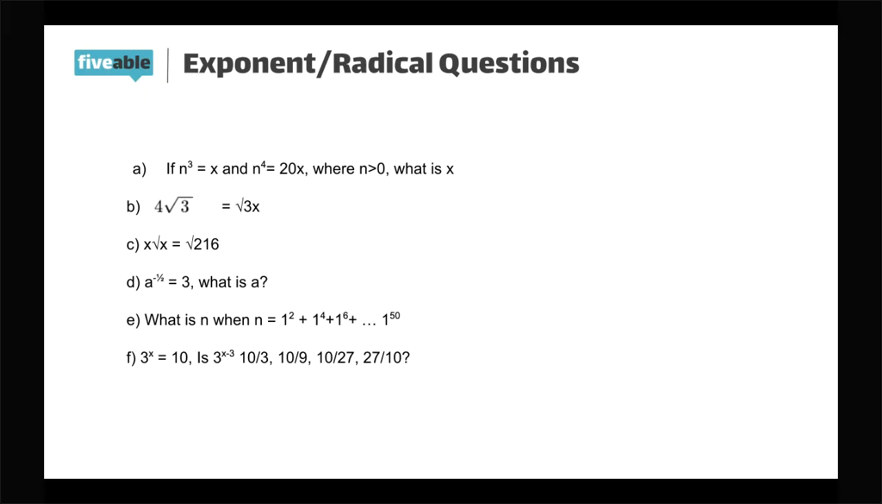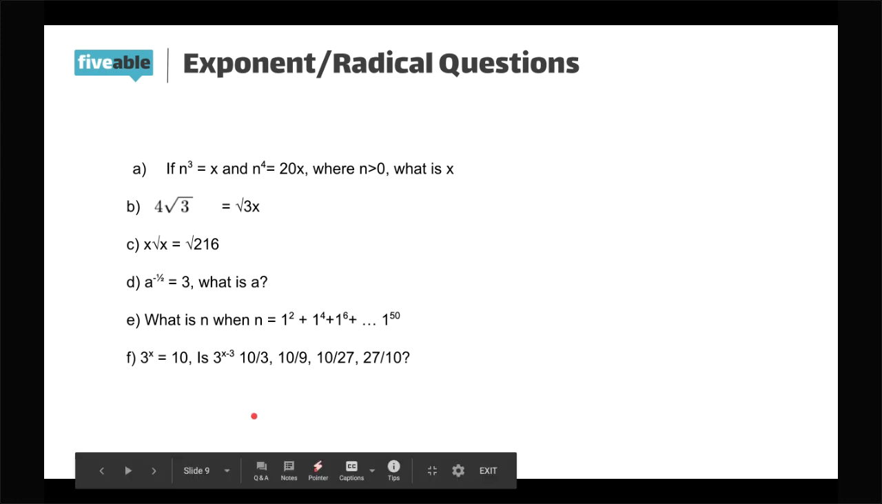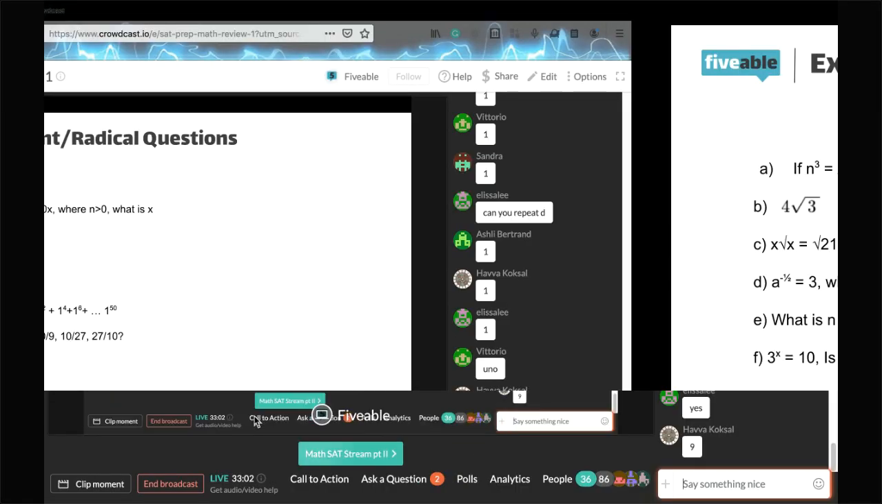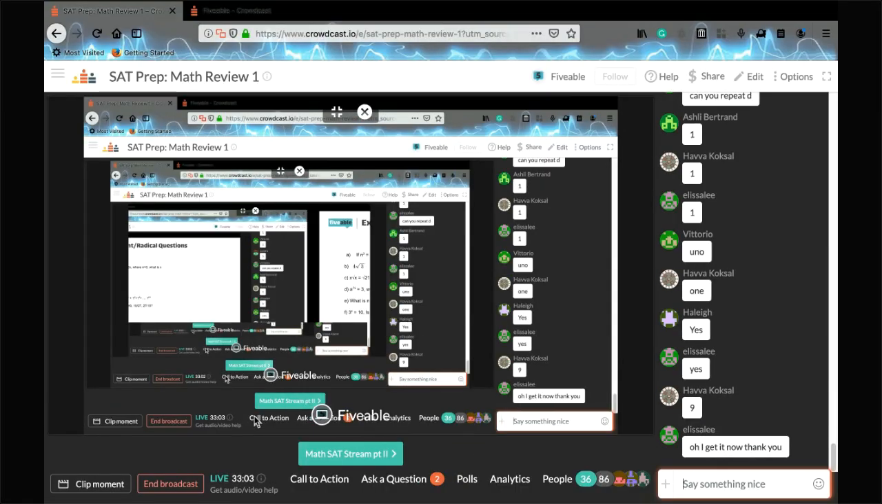So that equals 3. So what value of a, when you put it to the negative 1/2, is 3? Or what value of 1 over square root of a equals 3? The answer here would be 9. Or actually, it would be 1/9. So that's what a is. Did you get it? No, it's 1/9 because it's negative.